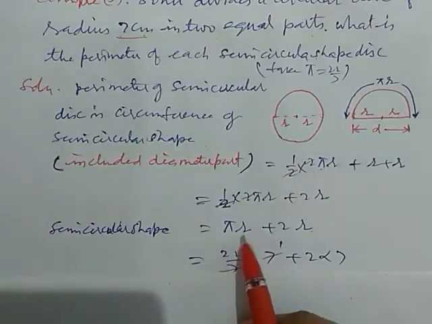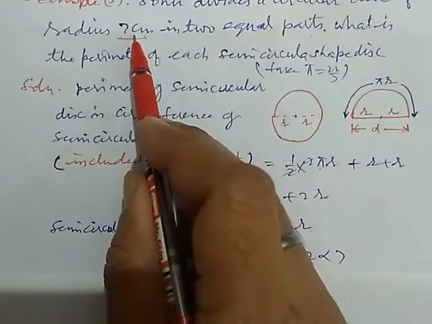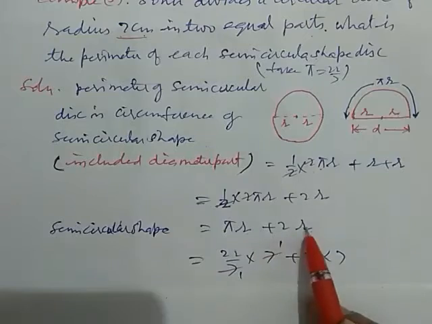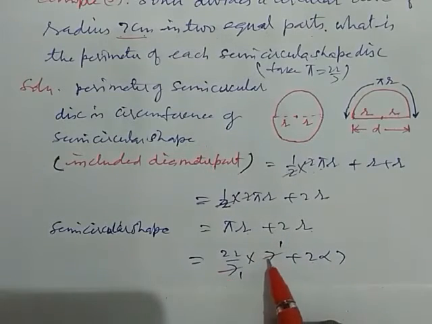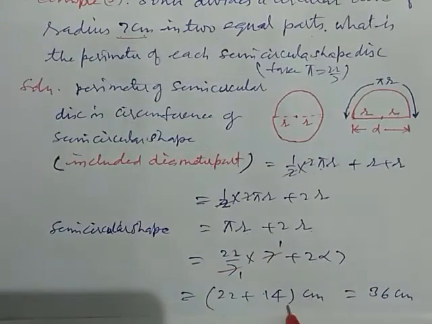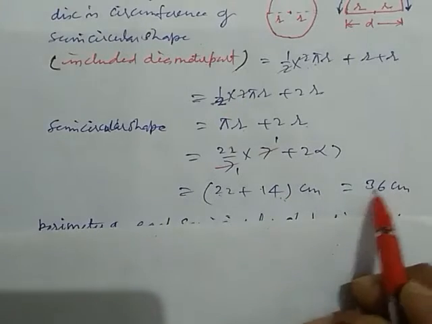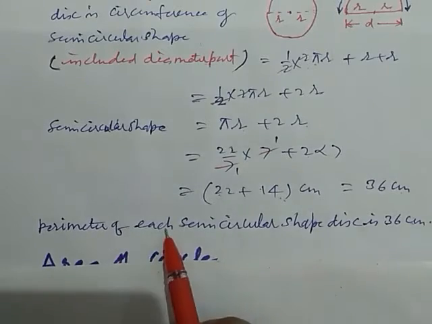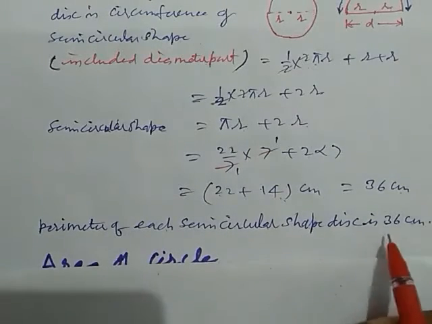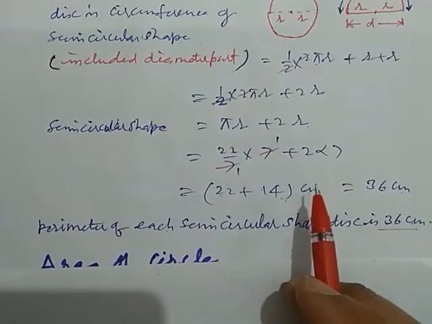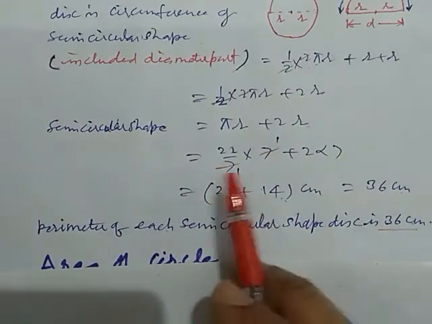Now put in the values. The radius of the circular disc is 7 centimeter. So r is 7, pi is 22 by 7, plus 2 into r, 2 into 7. This 7 cancels with this 7, and we get 22 and 14. So 22 plus 14 is the perimeter of the semicircular shape, 36 centimeter. The perimeter of each semicircular shaped disc is 36 centimeter. This way we found the perimeter or circumference of different circular shapes.